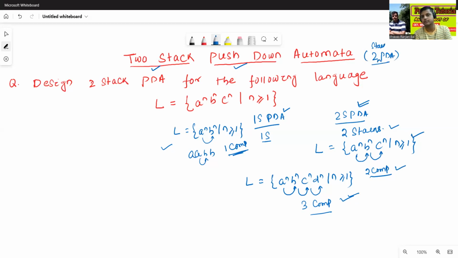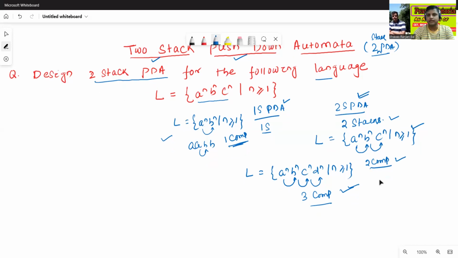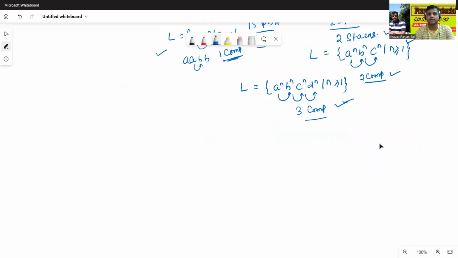Now we'll design a two-stack PDA for the following language: L = a^n b^n c^n, where n is greater than or equal to 1. So now we'll see the transition function.